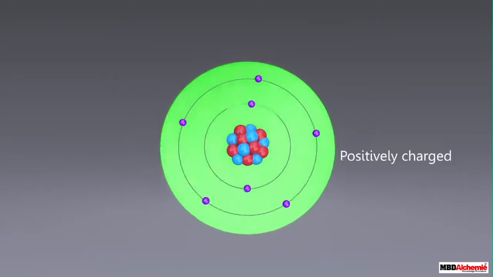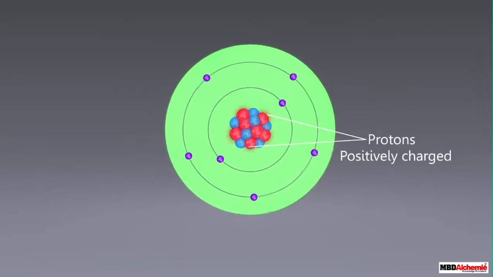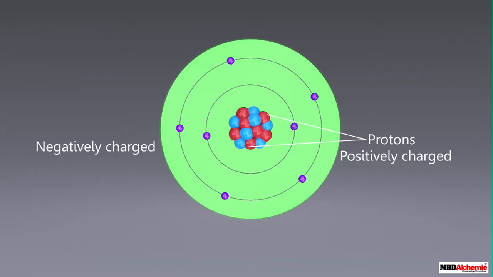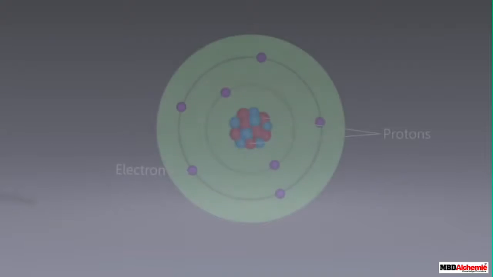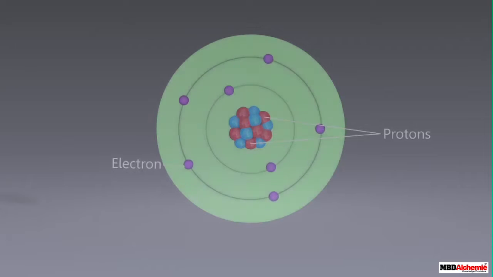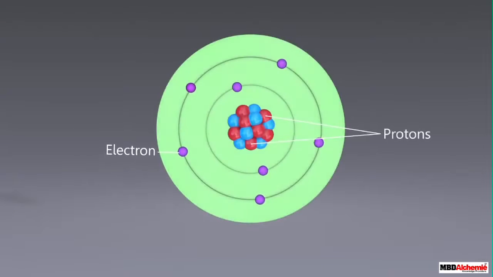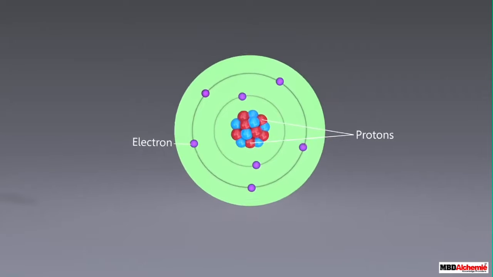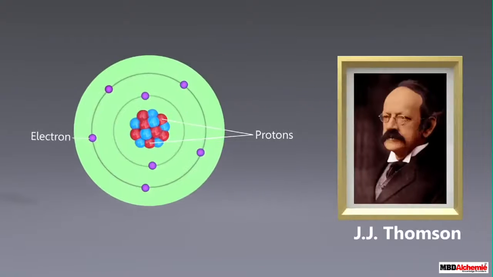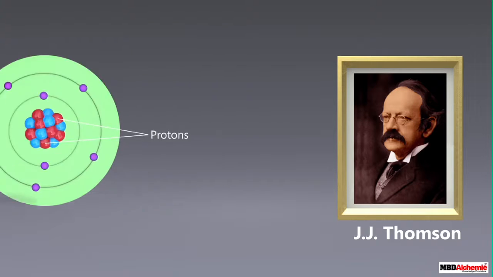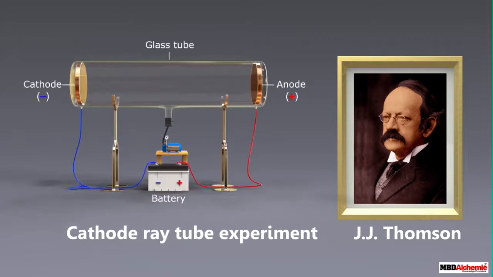When positively charged, these are known as protons. When negatively charged, these are known as electrons. Now that we know what these are, it is also important for us to know by whom they were discovered and how. The credit for the discovery of the electron goes to Sir J. Thomson. An experiment that helped him discover this was the cathode ray tube experiment.